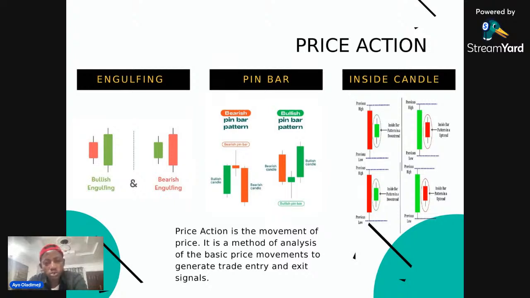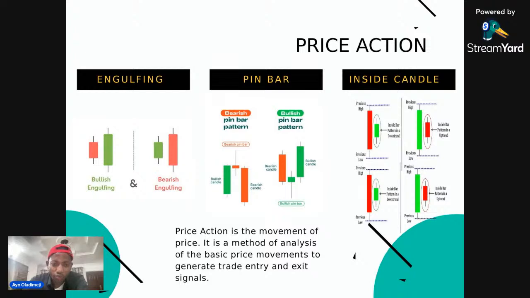Okay, let's go to the pin bar. Again, we have the bearish pin bar and, of course, the bullish pin bar. Now, to understand a pin bar, just imagine a hammer, used by the carpenter. A hammer has a head and it has a long handle, right? In this case, a wick and a tail.